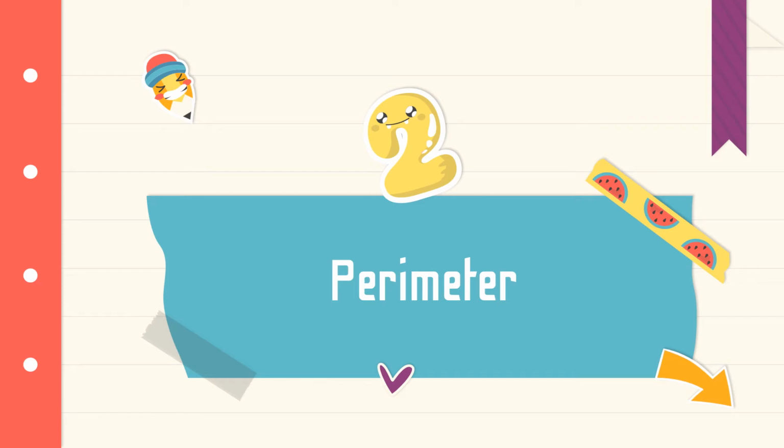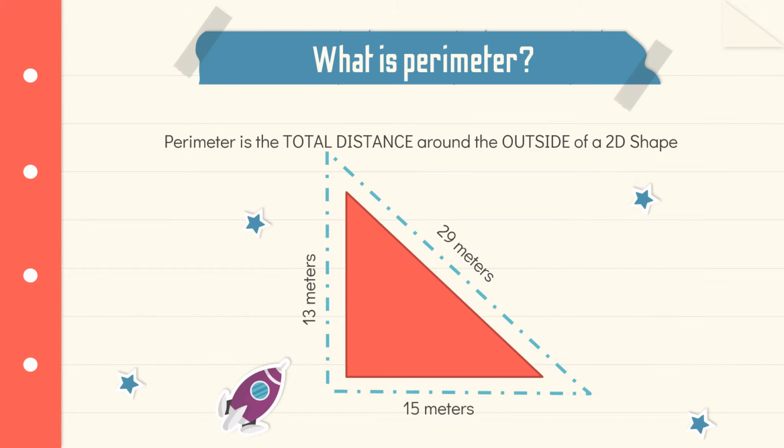Now that we've remembered all of our 2D shapes, we can move on to our brand new section called perimeter. What is perimeter? Perimeter is the total distance around the outside of a 2D shape. So we've got a 2D shape here in the center of the slide. It's called a triangle. If this rocket traveled all the way along the dotted lines from start to end, the total distance that the rocket would have traveled is called the perimeter.